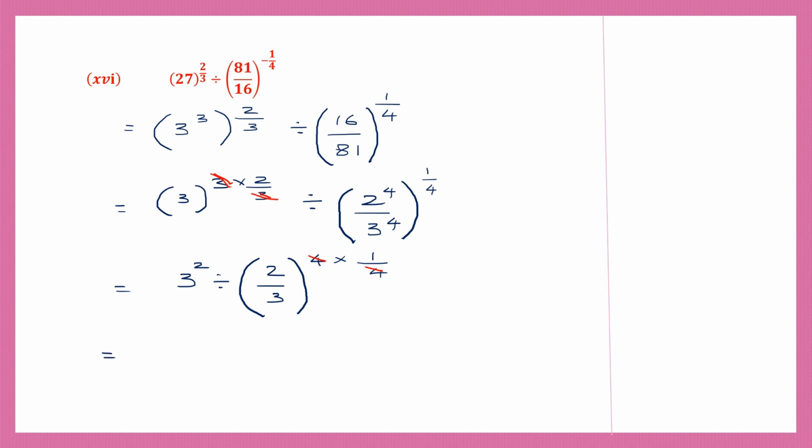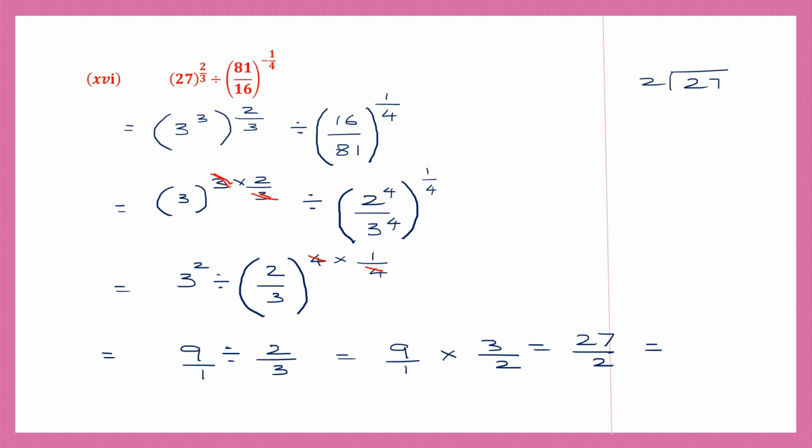So what do we have here? 3 raised to the power of 2 is 3 3s are 9 divided by 2 by 3. And we can make this 9 by 1. So this is 9 by 1 into 3 by 2. So here let's multiply the numerators. 9 3s are 27, 2 1s are 2. So we have 27 by 2 and we can convert this to a mixed number. 27 divided by 2. 2 1s are 2. Then we get 7. 2 3s are 6, minus 1. So what is our mixed number? 13 1 by 2. So this is our final answer. 13 1 by 2.